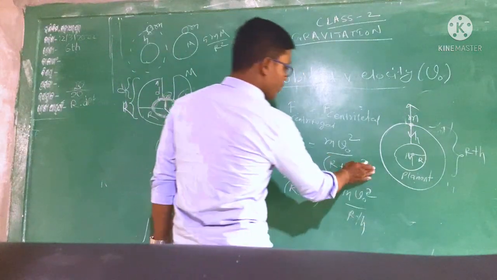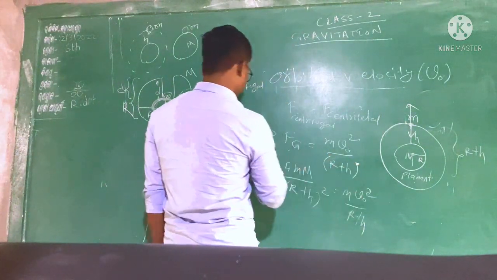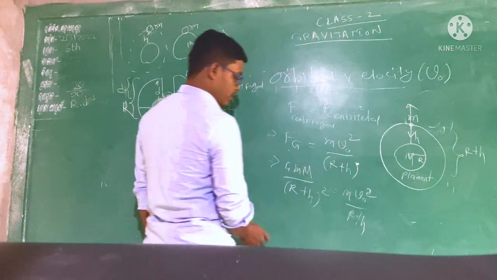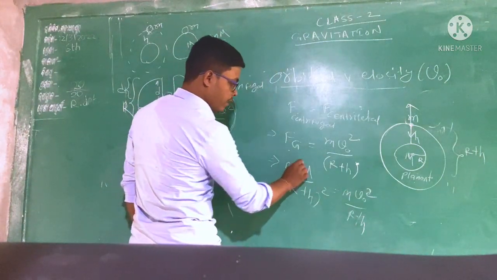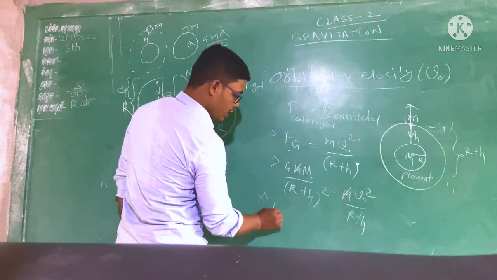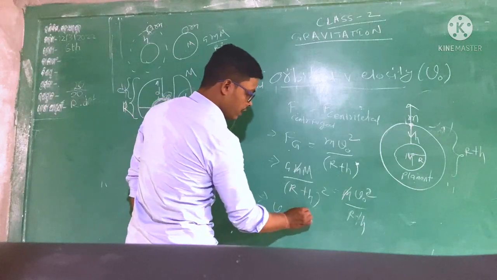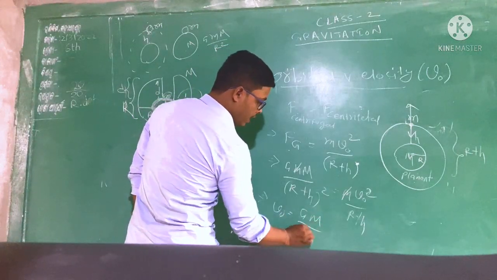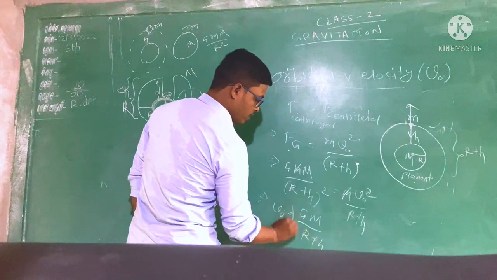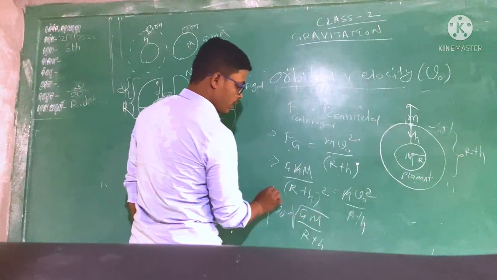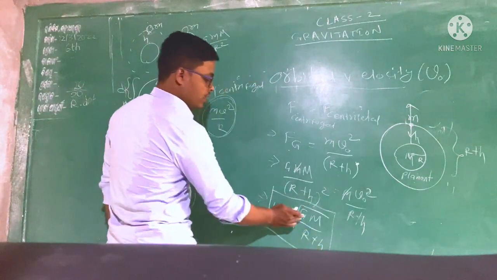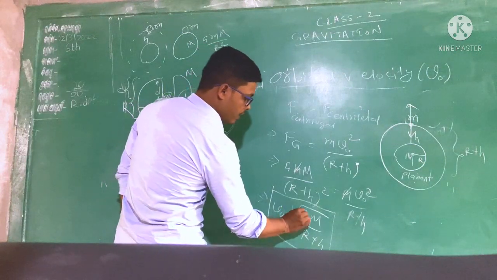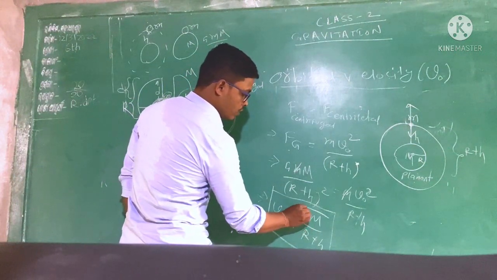Okay, so this is mv square by r. So that is the r plus h. Okay, so now the m is cancelled here. So v0 equals root over GM divided by r plus h. So this is the expression of orbital velocity: root over GM divided by r plus h.